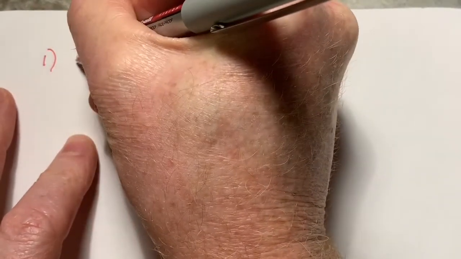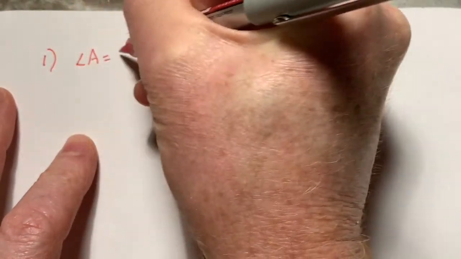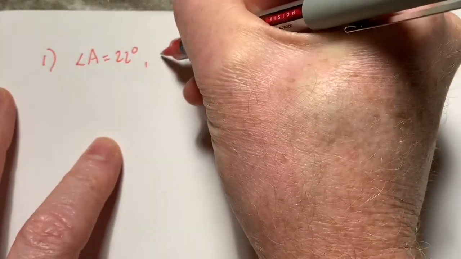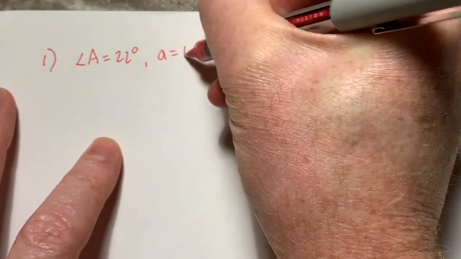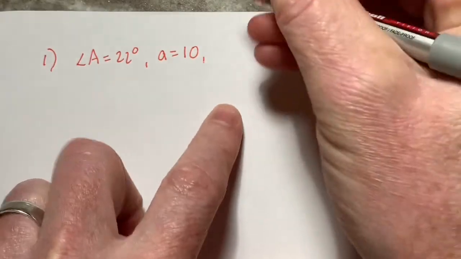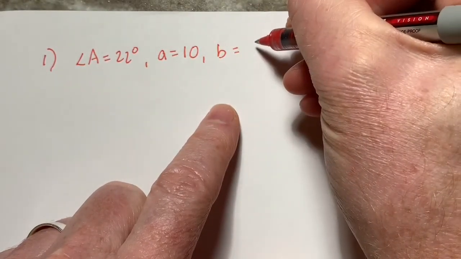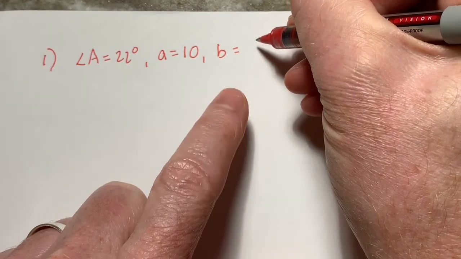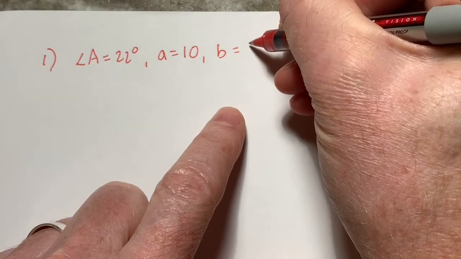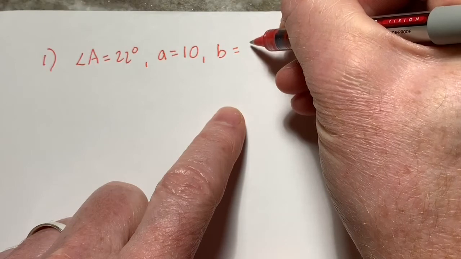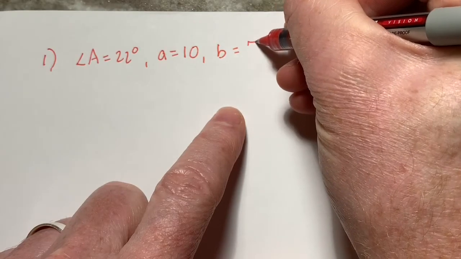Okay, so the first problem we're going to look at is going to be this one. So problem number 1, what would happen if I told you that angle A was 22 degrees and that side A was 10, okay? And let's go with side B is, how about, let me think for 1 second. I don't want to get us in trouble. What about side B is 7?